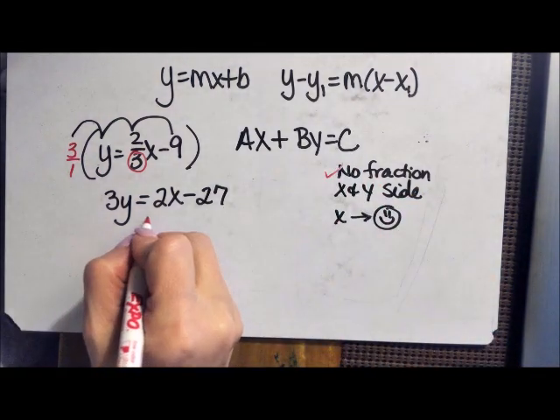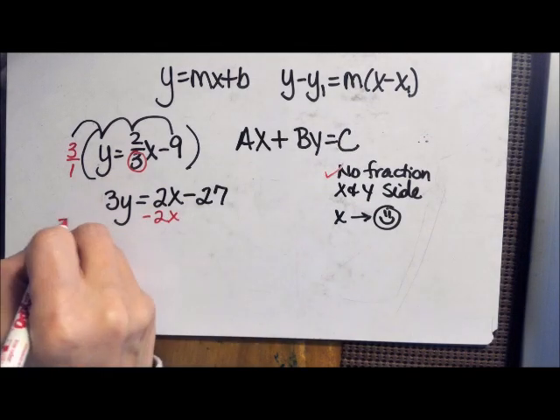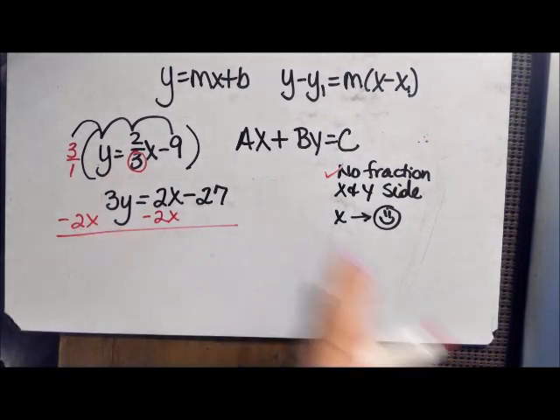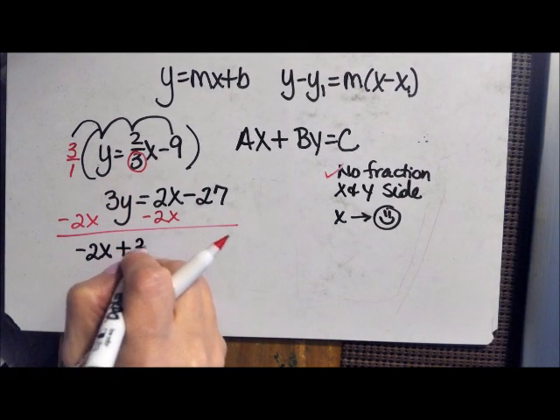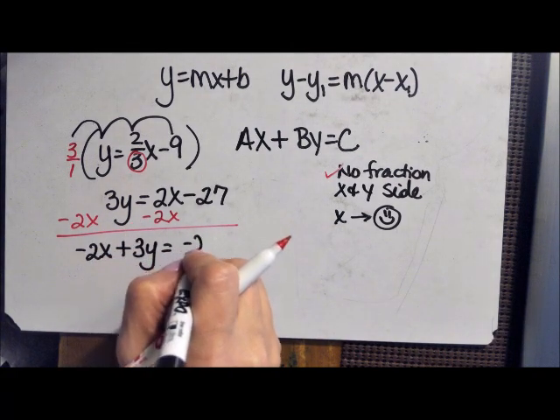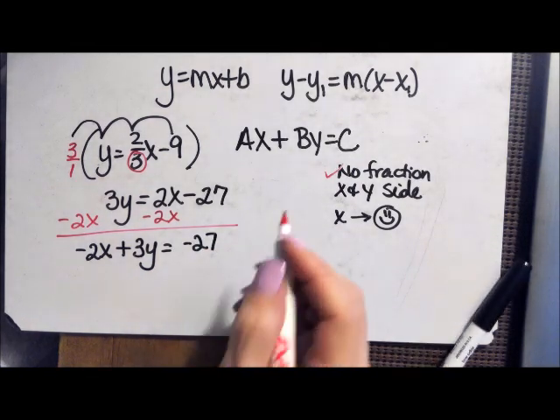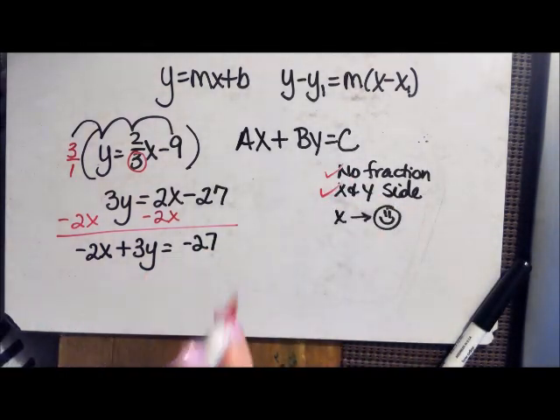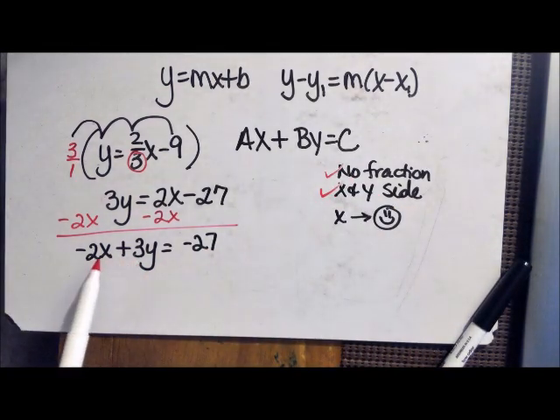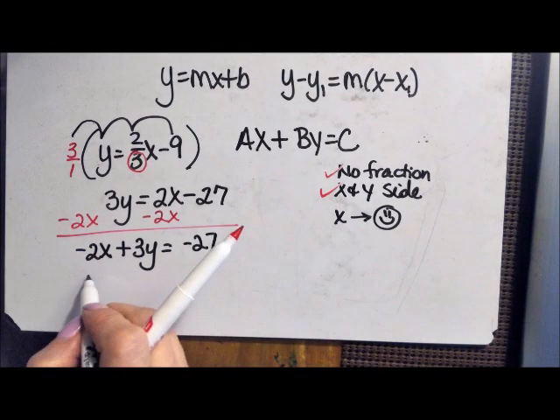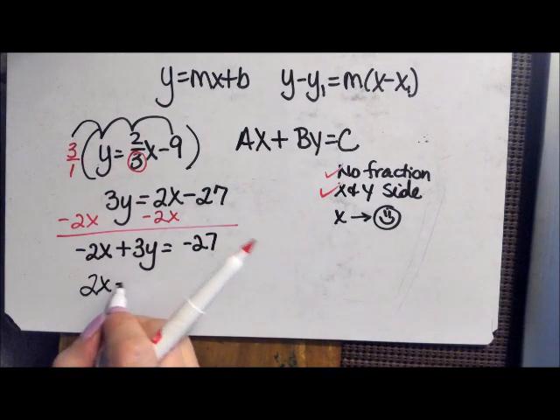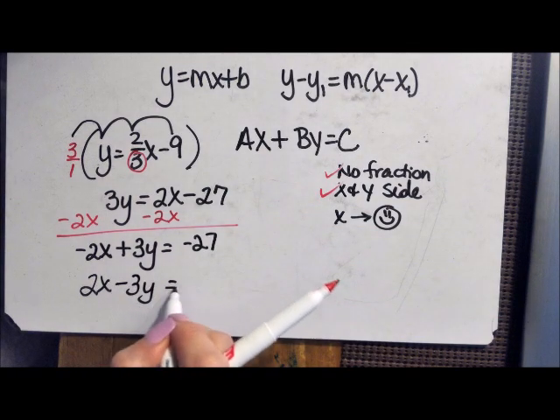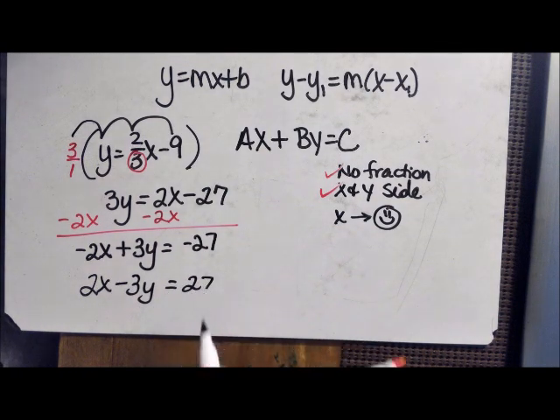x and y on the same side. Well, let me move x over here by subtracting 2x from both sides. So negative 2x plus 3y equals negative 27. Okay, x and y, check, they're on the same side. Is x happy? Oh, he is not. He is sad. So what I'm going to do is make him a happy x, and I change everybody else's sign. So minus 3y and a positive 27.